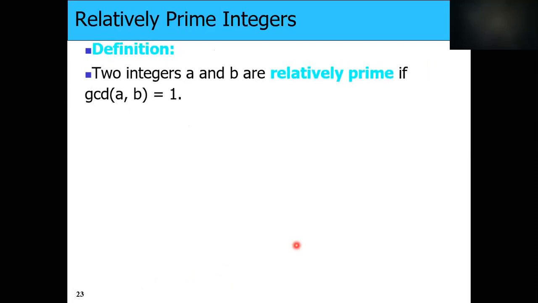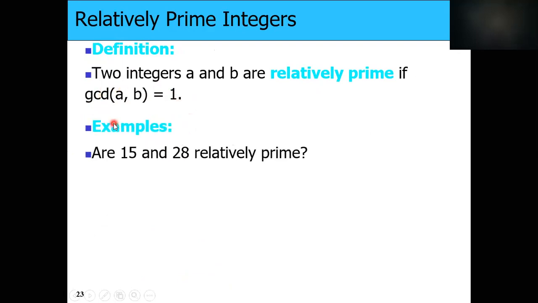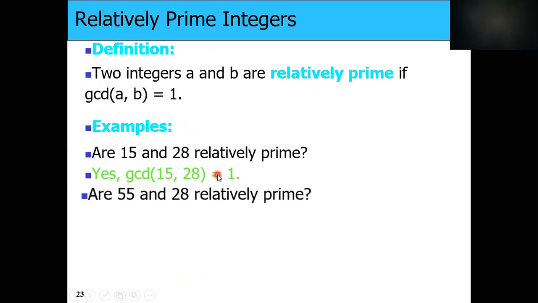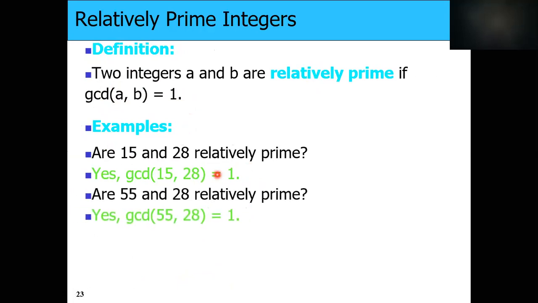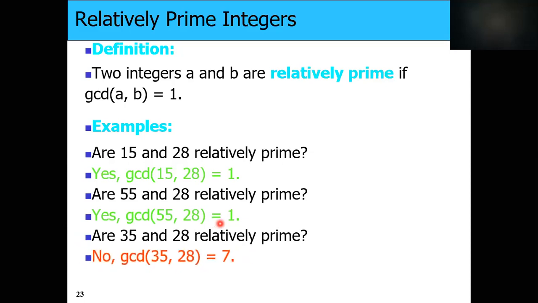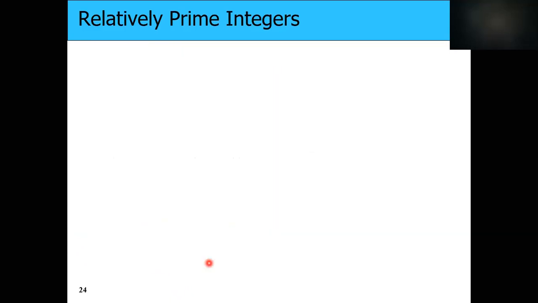Relatively prime: two integers A and B are relatively prime if their GCD is 1. They are relatively prime because their GCD is 1. In the other example, the GCD is not 1, because the greatest common divisor of both 35 and 28 is 7. In that case, 35 and 28 are not relatively prime.